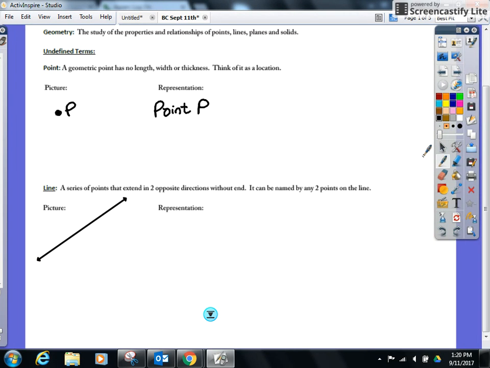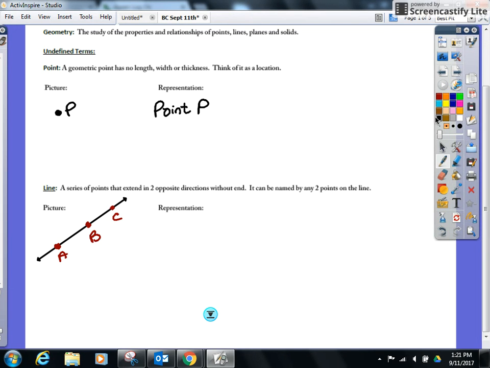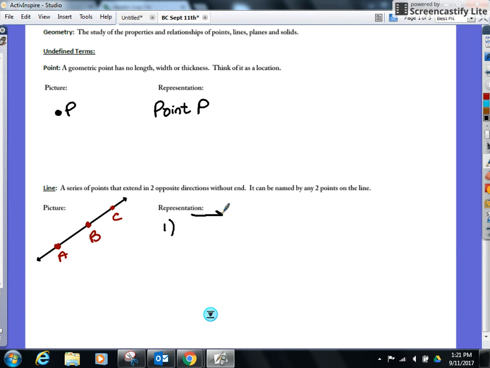Go ahead, put a couple points on there and label them. I'm going to put points A, B, and C on here. Remember earlier I said we got to start talking mathematically with each other. So I don't want to hear, oh, that line to the left, or that line on the bottom. I want to start naming these lines and using the appropriate symbols. Here is the symbol for line. It's a smaller line.